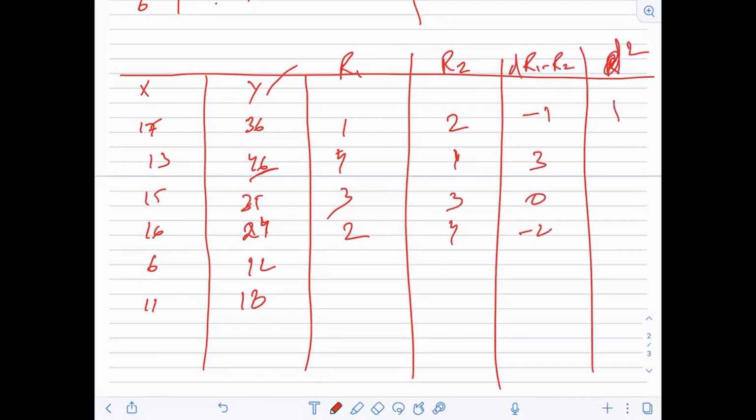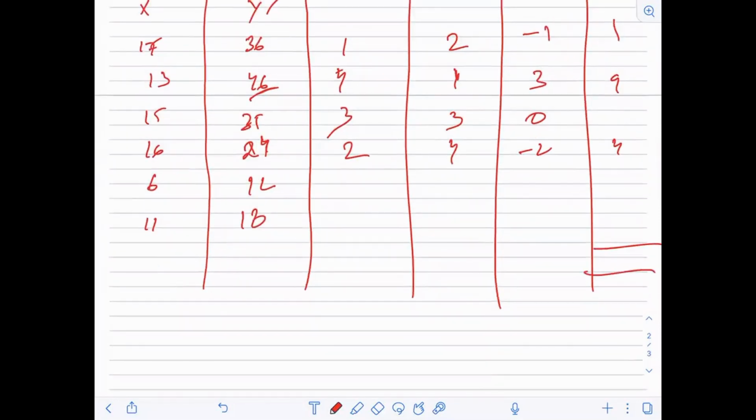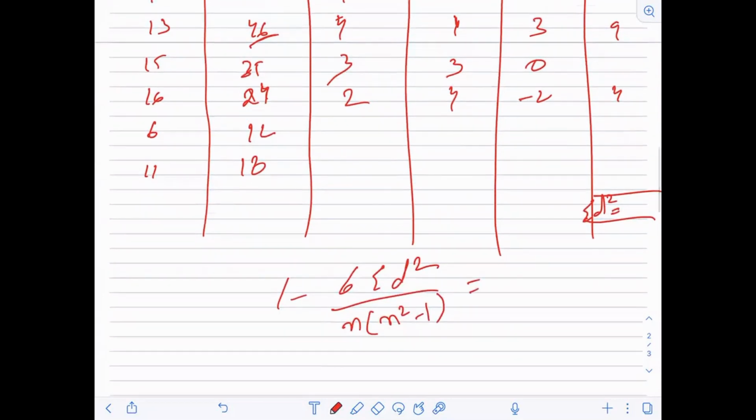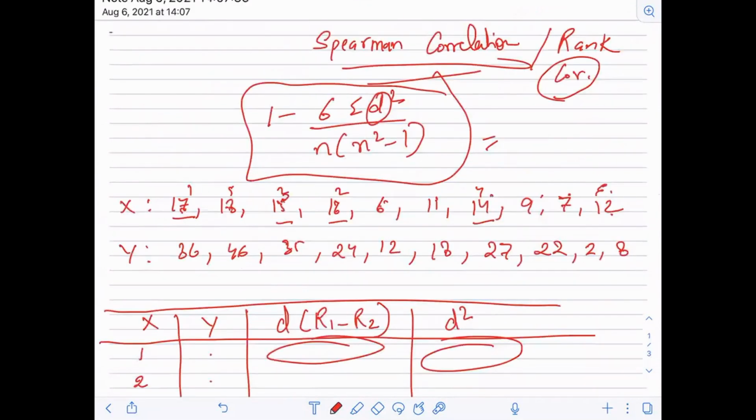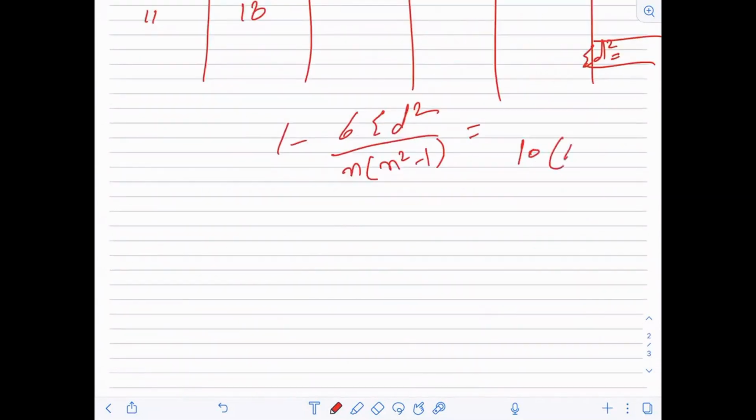Then simply you do D square: 1, 3, 3, 9, 2 to 4, and then you do the calculation, and after that 1 minus 6 sigma D square, because this is going to be sigma D square under root n square minus 1. In this case, n is basically the number of observations we have. In this case, 1, 2, 3, 4, 5, 6, 7, 8, 9, 10. 10 square would be 100 minus 1, and then you would find the R.